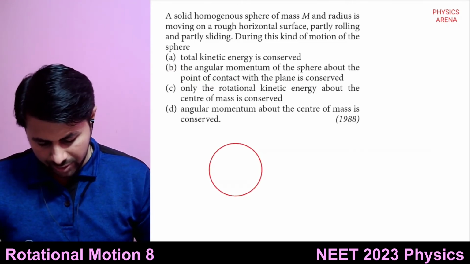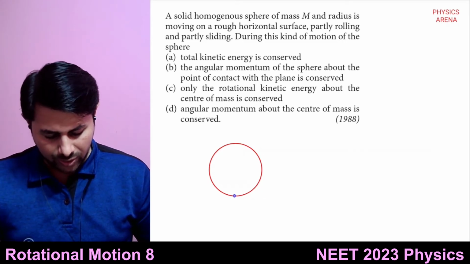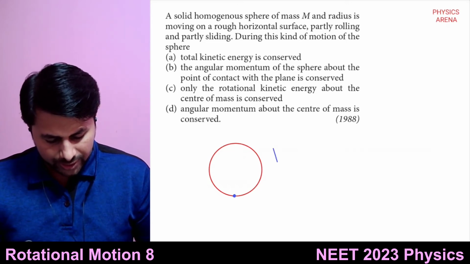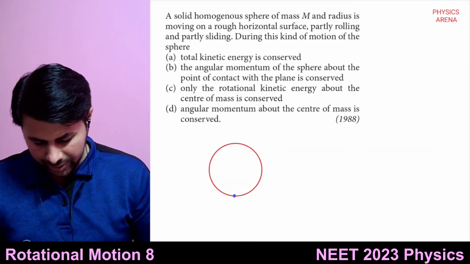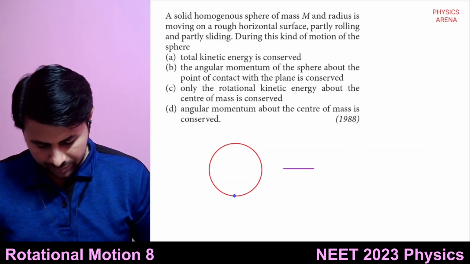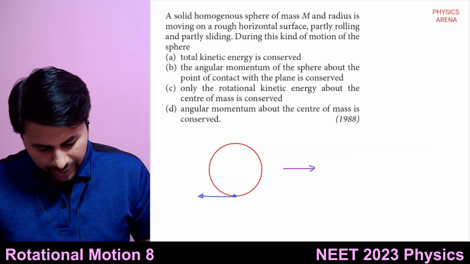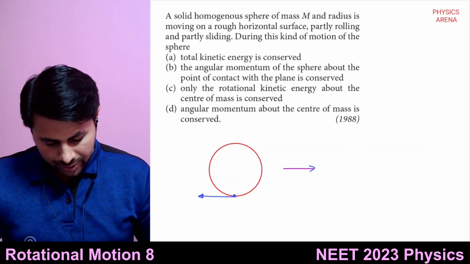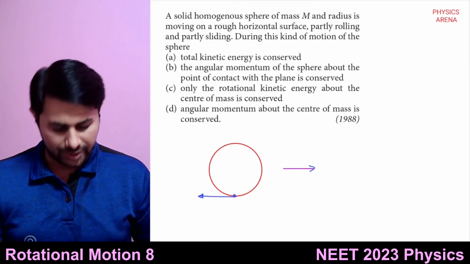See, now if you consider the point of contact, suppose this is the point of contact, then a frictional force will be there. If this body is rolling like this and moving in this direction, then the frictional force will act in this direction if the body slips in this direction, right? So the frictional force passes through this point, the point of contact.